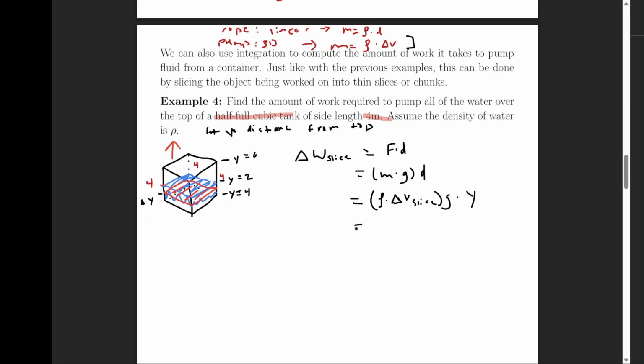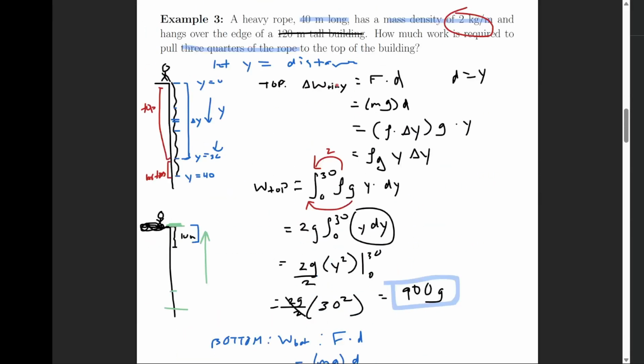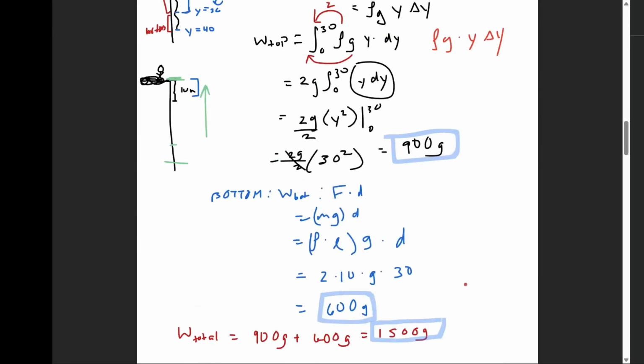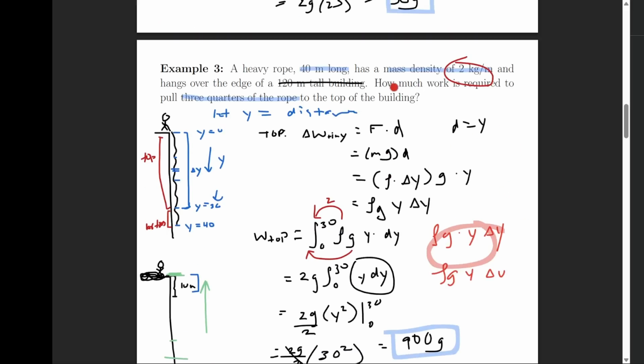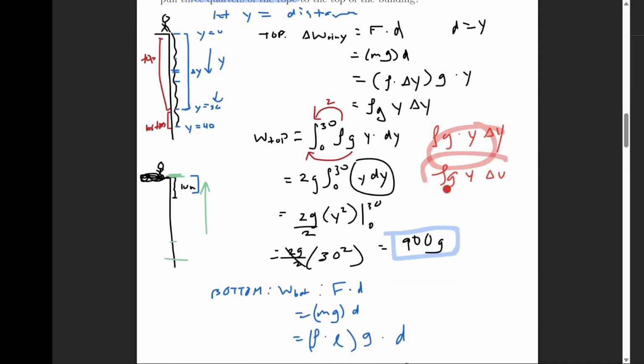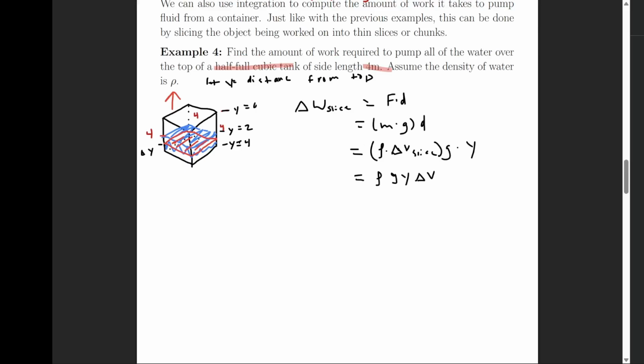So you can also rewrite this as rho g y and then delta v, and it's just for memorization, because for rope-like problems, your delta work is always going to look like this equation right here. It's always going to be, for the most part, rho times g times y times delta y, right? So it's easy to remember: rho g y and then delta v. The top one is for these heavy rope kind of equations, and the bottom one is for when you have to pump liquid out. It's just a little thing to help you remember.